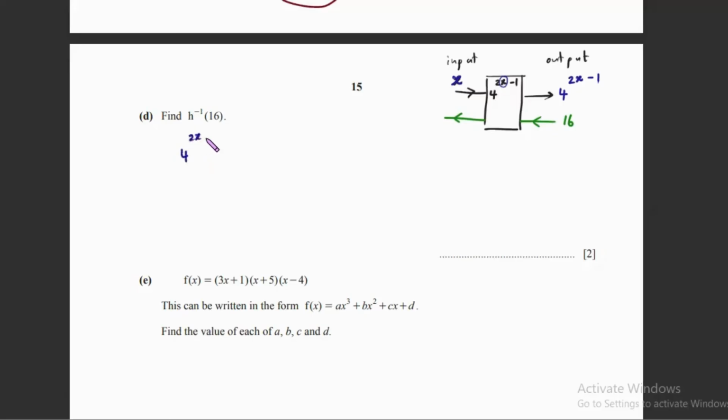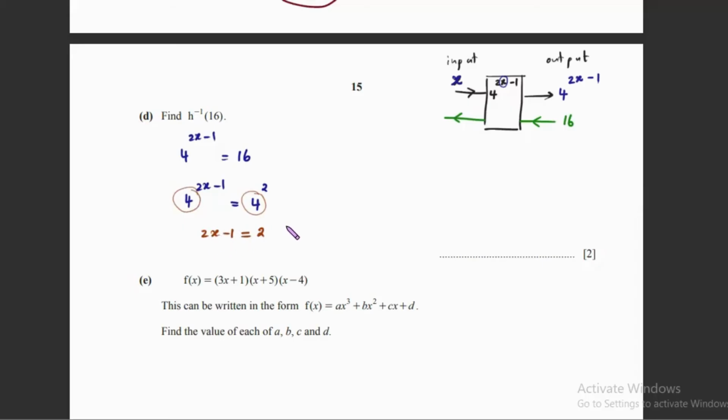So I can equate those two. 4 to the power 2x minus 1 is equal to 16. Then I can write this 16 in the form of an index by writing it as 4 squared. So 4 to the power 2x minus 1 is equal to 4 squared. Now I clearly know that the bases are equal, which means the indices will definitely become equal, which means I can say that 2x minus 1 is equal to 2, and I need to make x the subject.